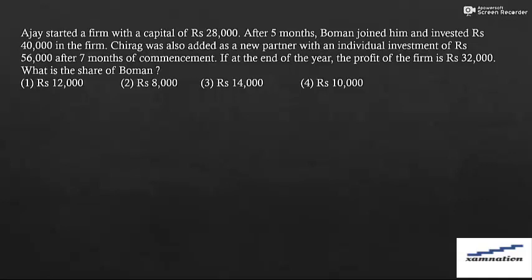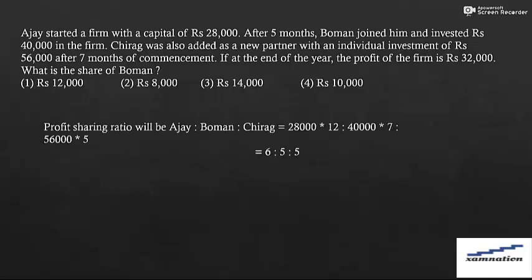Over here again we have time period and the amount of money invested being different, but directly the number of months is not given. In fact, we need to calculate it by deducting from 12 months. So we'll directly proceed to the investment formula instead of going step by step. That will bring us 28,000 into 12, then 40,000 into 7 because he invested after 5 months, so 12 minus 5 is 7. And then it is 56,000 into 5, in the same way, 12 minus 7, which is 5. So the ratio is 6:5:5.